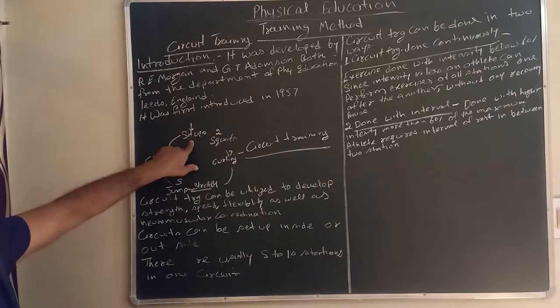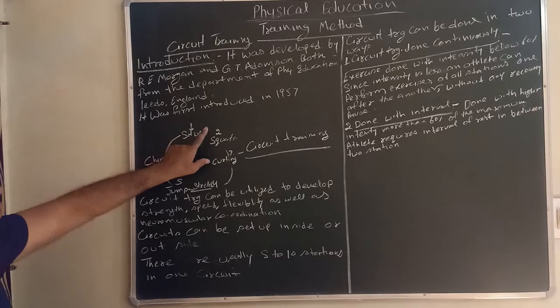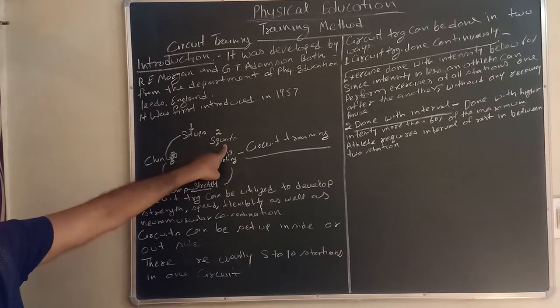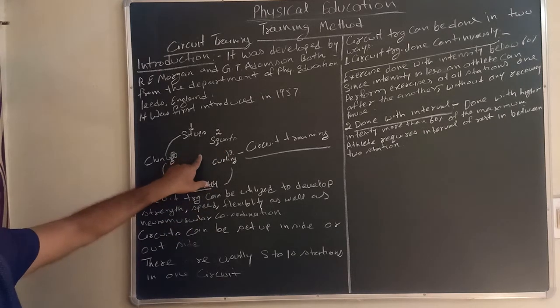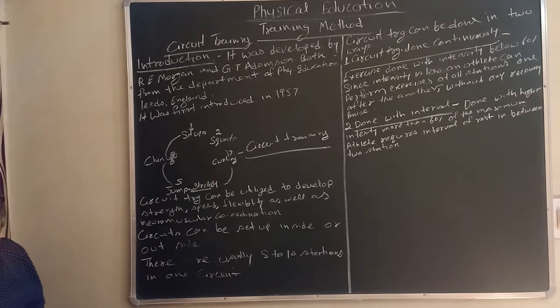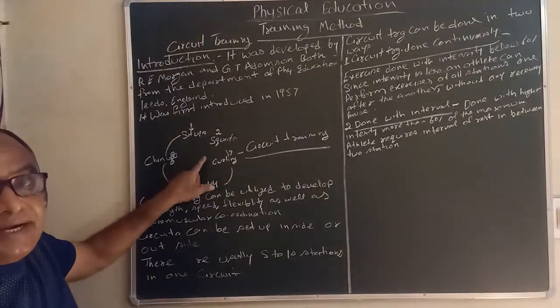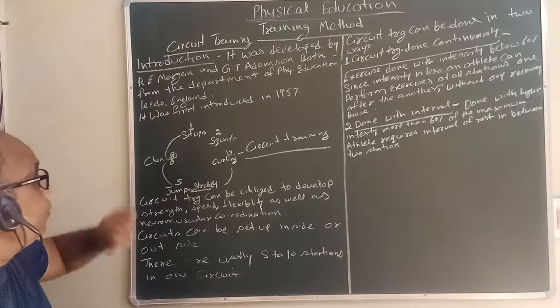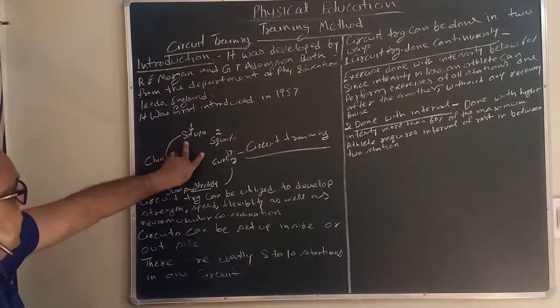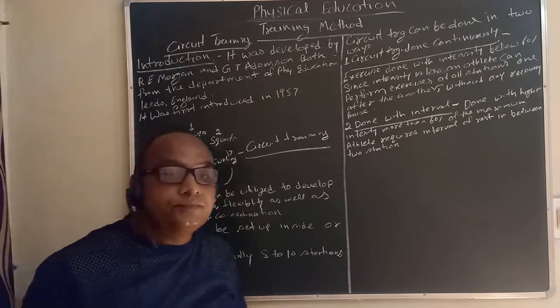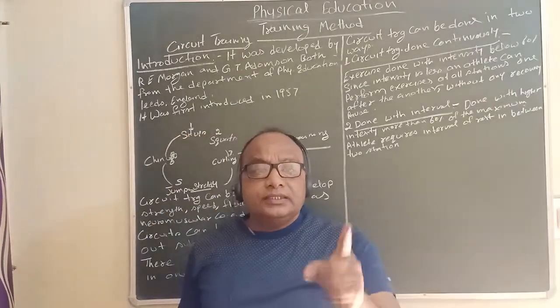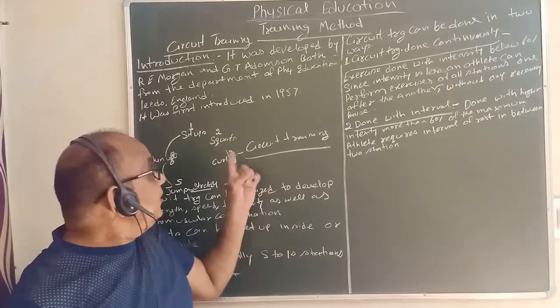An athlete is doing sit-ups. After completing it, he has to take rest before reaching here. Rest might be of 10 seconds, 20 seconds or 30 seconds. It is according to the players and according to the training schedule. So he has to take a rest in between two stations. So this is the circuit training interval method.